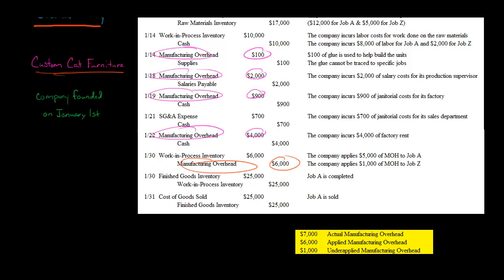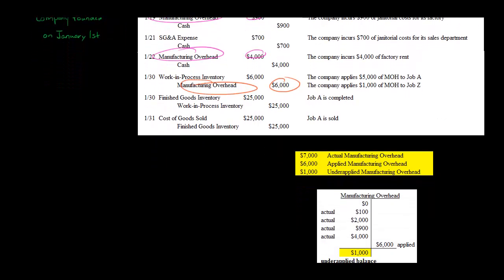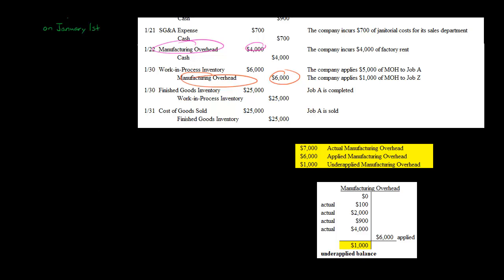Now, if you want to think about it in terms of the T account for the manufacturing overhead account, remember that manufacturing overhead is a temporary account. Okay, so we're going to have to close it out at the end of the period. And if you look at all the debits and then you look at the one credit, you see that it ends with a debit balance of $1,000. But we can't have that. We have to credit on this side for $1,000 manufacturing overhead to zero it out.